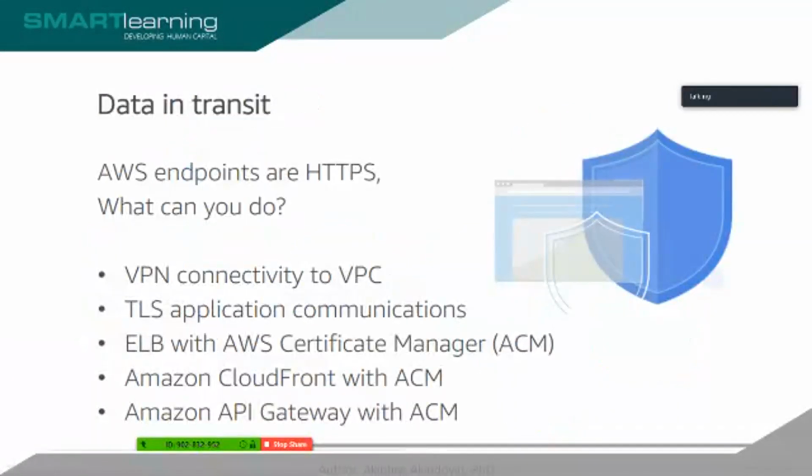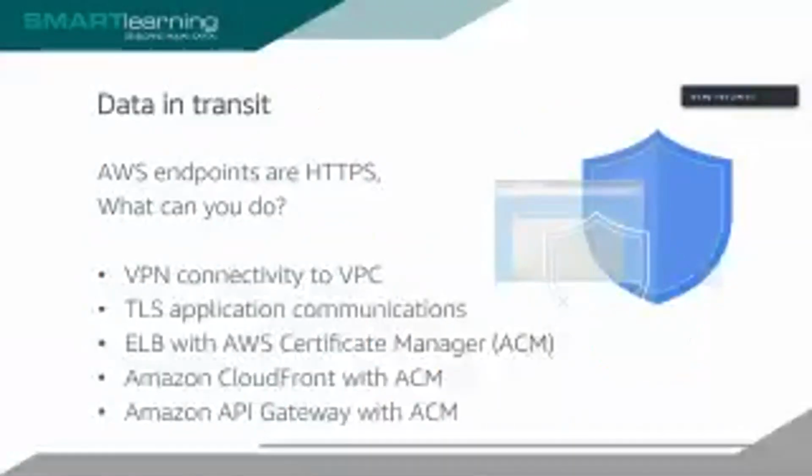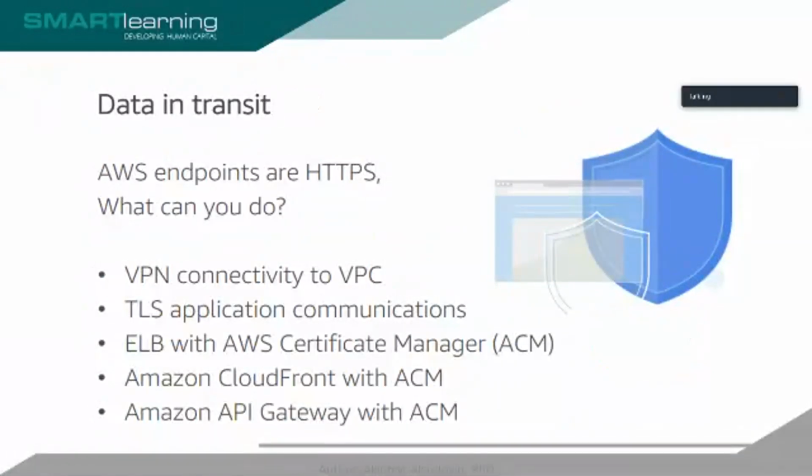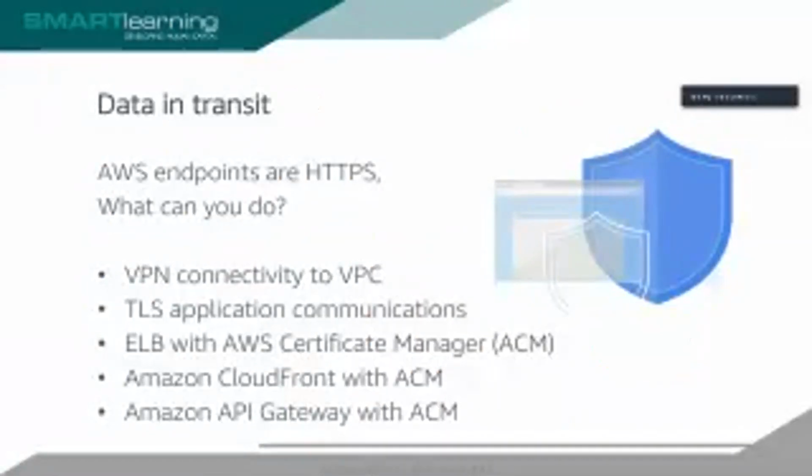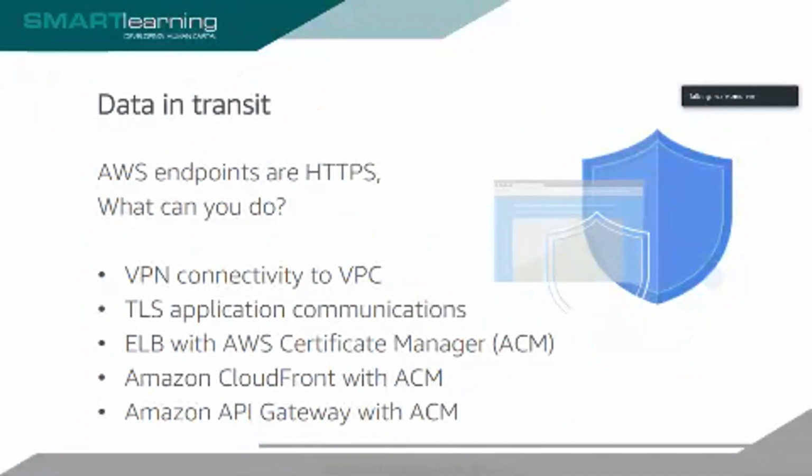So for data in transit, AWS endpoints are all HTTPS. So what can you do? VPN connectivity to your VPC has to be TLS. TLS, make sure you don't forget. And TLS for application communication. So with ELB, you can use ELB with your Certificate Manager to provide those certificates for your CloudFront and the likes. Whenever you're exposing, all these are external facing. CloudFront is external facing. API Gateway is external facing. So you have to manage the certificates with ACM.